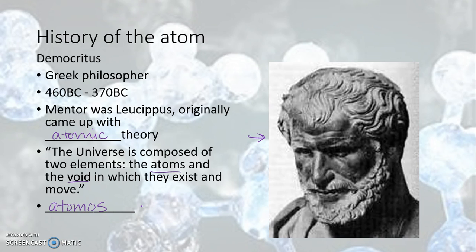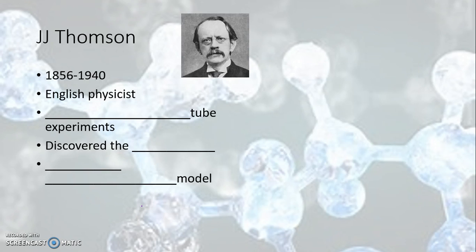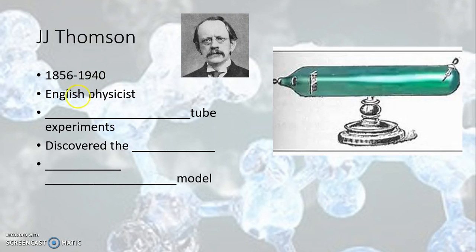All right, well, we're going to fast forward a very long time because Aristotle came along and said, you know what, no, that's not true. There's those four elements, earth, wind, air, and fire, that make everything up. A bunch of people in between here did a bunch of experiments. We'll talk about those in a later vodcast. And this guy right here, J.J. Thomson, he was an English physicist, and he was best known for his cathode ray tube experiments.